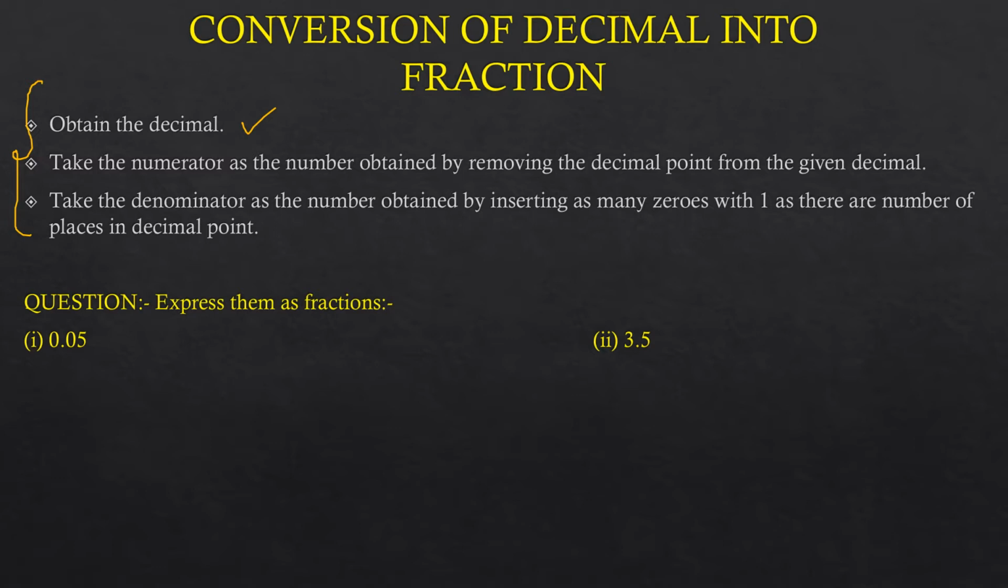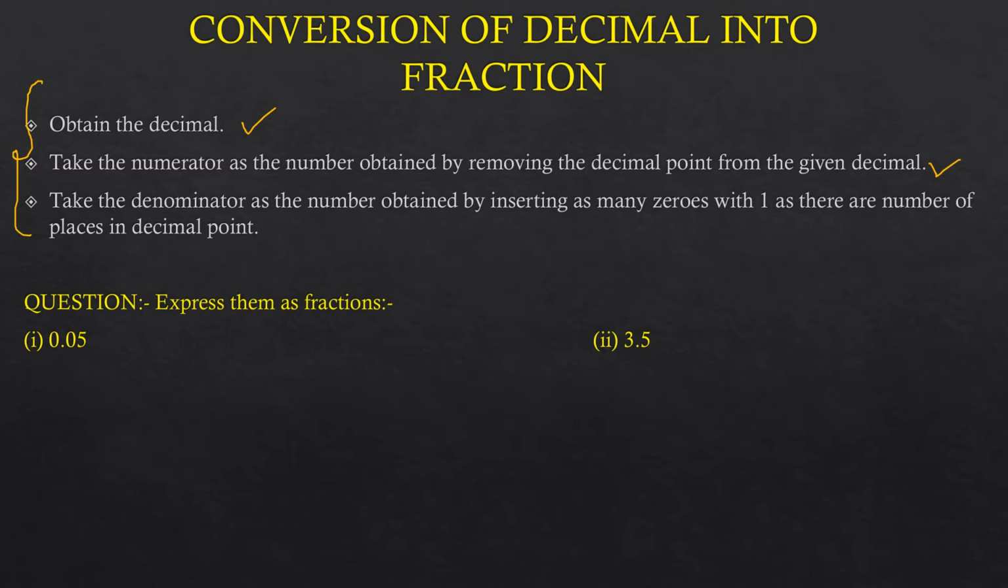If you are given a decimal number, you just have to remove the decimal point from that number. Write the remaining number as the numerator, and you can write 1 as the denominator because it will not change the value of that decimal number. The third step is take the denominator as the number obtained by inserting as many zeros with 1 as there are number of places in the decimal.